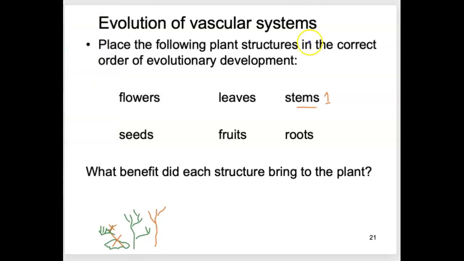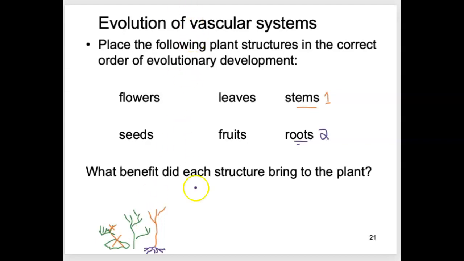So once your stems are growing, you better have a root system. So if I'm going to get bigger, I need a way to anchor myself into the ground. I need a way to start absorbing nutrients and water from the soil. So I need a root system. That is my second evolutionary structure to make me more competitive. So it supports me and helps transport things.